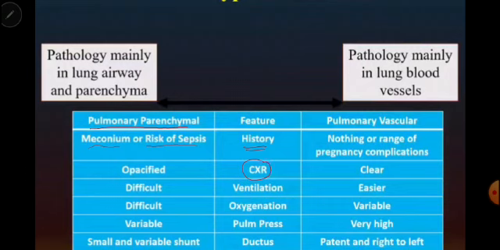The chest X-ray in pulmonary vascular problem is clear, but in the lung problem, opacified. Ventilation and oxygenation is easier in pulmonary vascular problem, but it's very difficult in pulmonary parenchymal problem. Pulmonary pressure is very high in vascular disease, and it's variable in pulmonary parenchymal problem, and the ductus is always patent and right to left, as I showed you from the previous diagram and cartoons. It's always patent and right to left because of high blood pressure in the pulmonary vessels, but it's small and variable in case of pulmonary parenchymal problem.